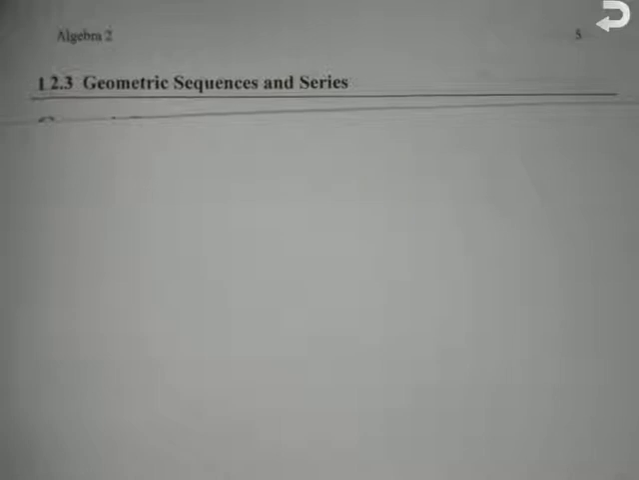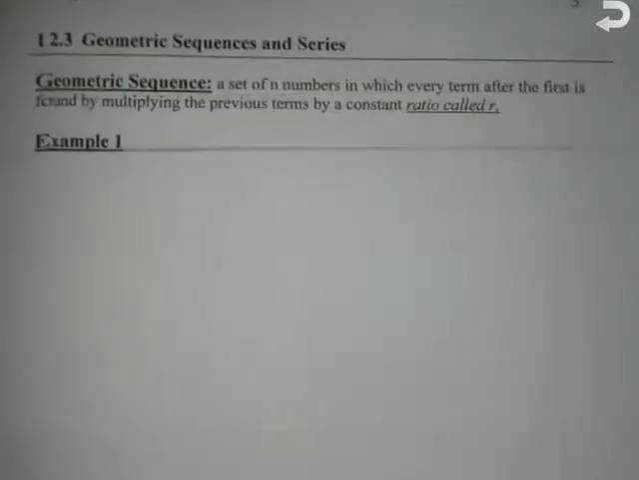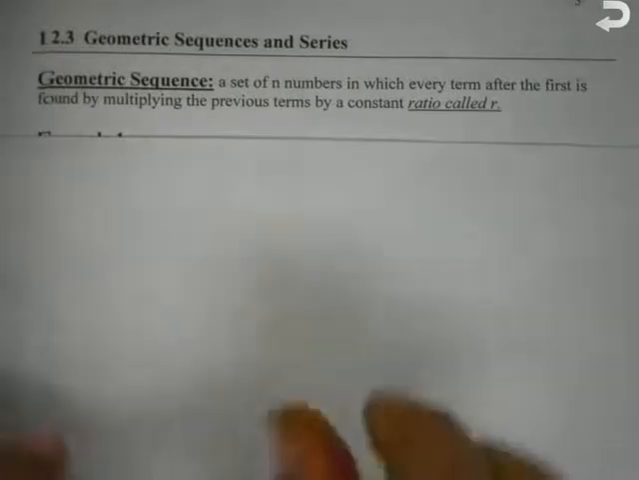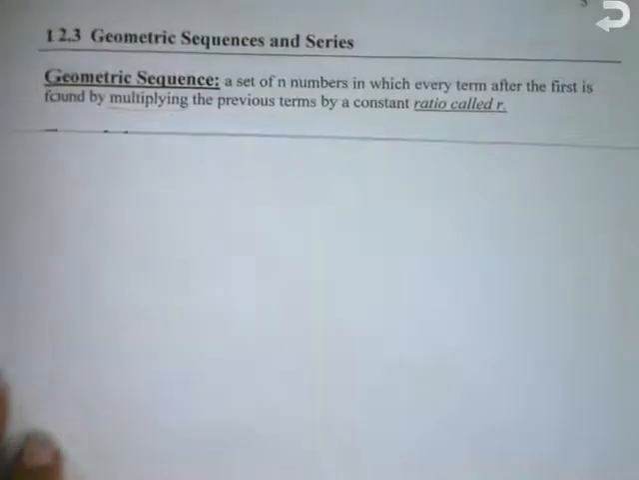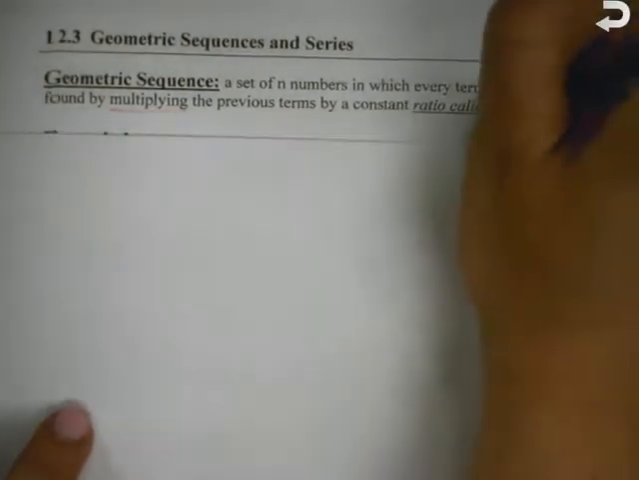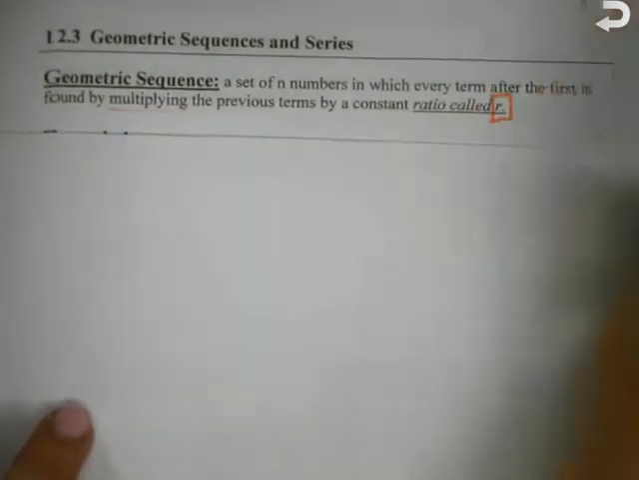So yesterday we learned about arithmetic sequences and series, where the same number is added each time. Today we're looking at a geometric sequence and series. A geometric sequence is a set of numbers where every term after the first is the previous term multiplied by a constant. This is called the constant ratio, and the constant ratio is R.